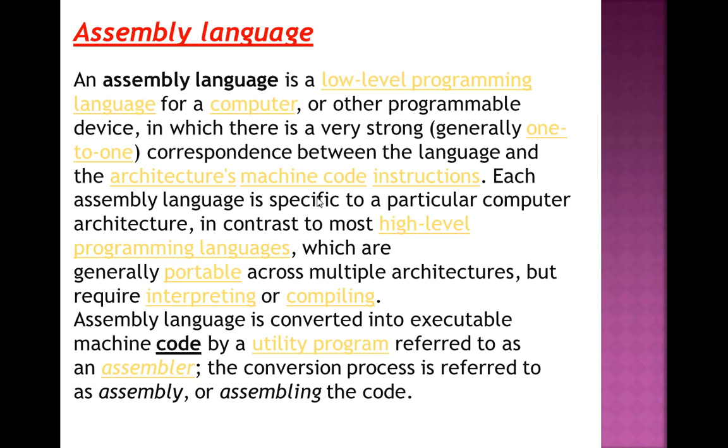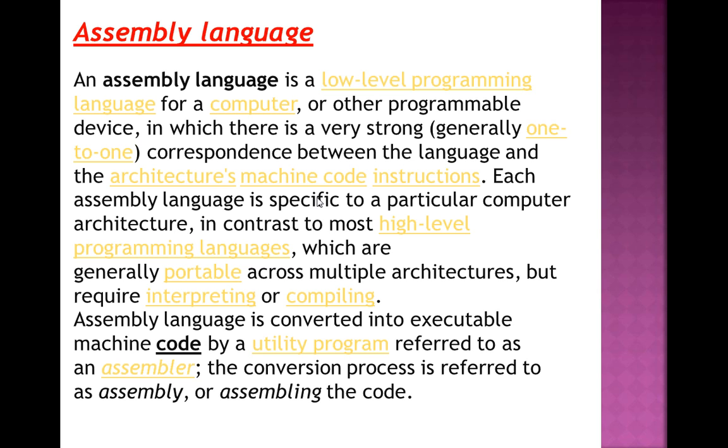So assembly language is a low-level programming language that the programmer uses for writing programs for a computer or any other programmable device, in which there is a strong, one-to-one correspondence between the language and the architecture. This means whenever we have to put data in some hardware, that can be denoted by assembly language. So assembly language provides direct correspondence between the language and the architecture of the computer.